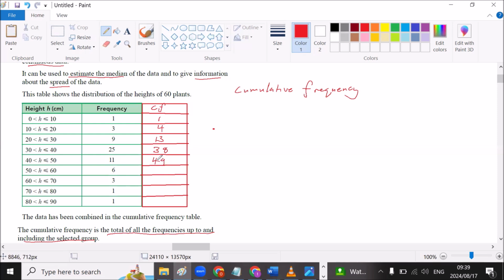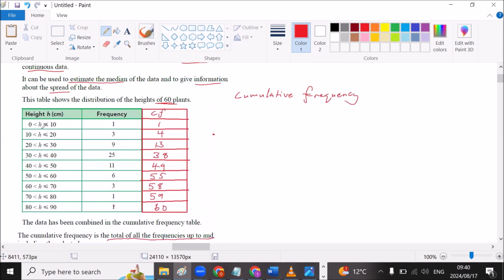To get the value here, you say 49 plus 6, which is 55. To get the value here, it's 55 plus 3, which is 58. To get the value here, 58 plus 1, which is 59. To get the value here, we say 59 plus 1, which is 60. So we'll find that the final cumulative frequency will be equal to the total, which is 60 there. That's how you can check if you have done the correct additions to get the cumulative frequency column.